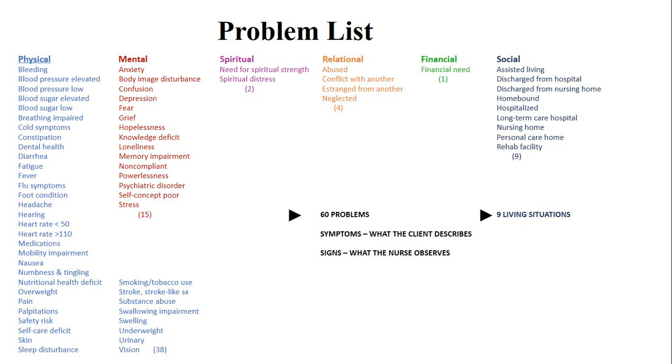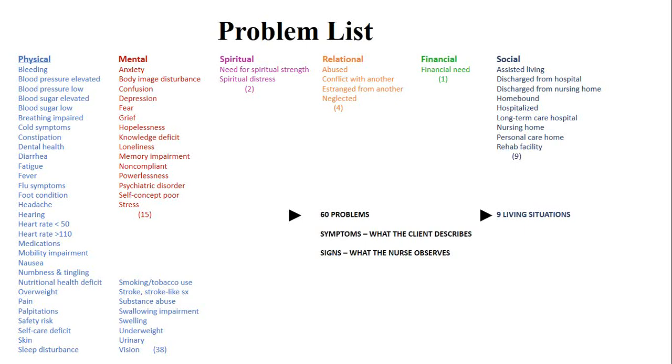This is a representation of the problem list that we have built into the database. We could not use NANDA, NIC, and NOC because it is copyrighted material. And the only way that we could use it is by obligating ourselves and every user, anyone that purchased our documentation system, to pay a yearly licensing fee to the publisher because of the copyright. So that was not at all practical for our purposes. And so we opted to go for a simple problem list.